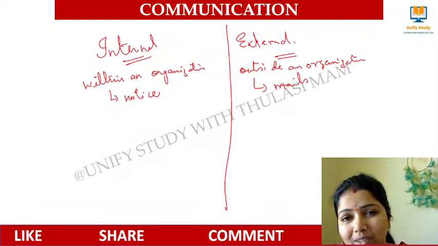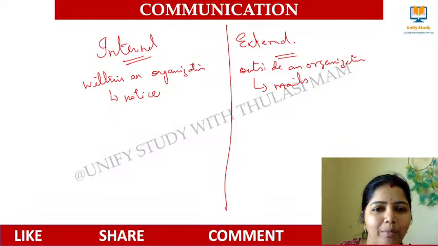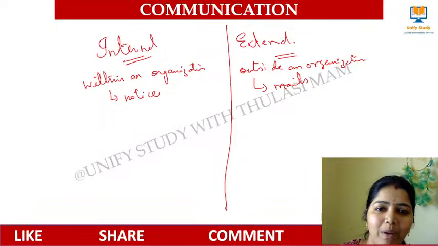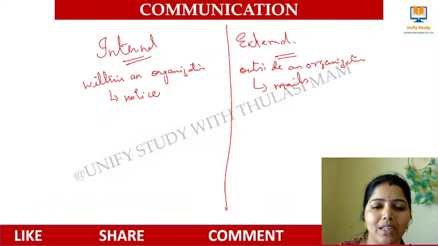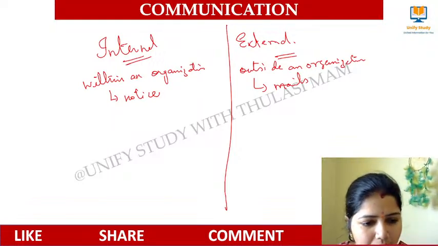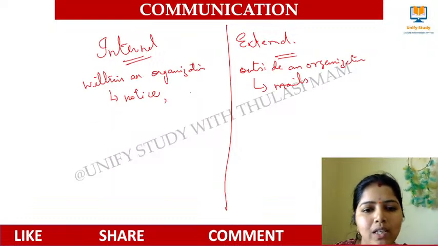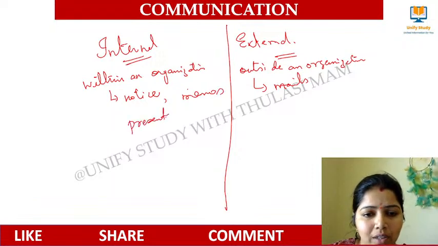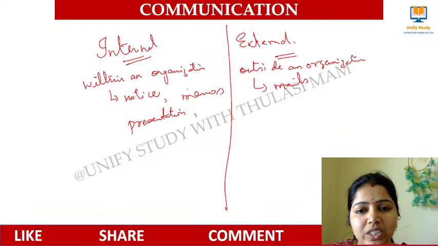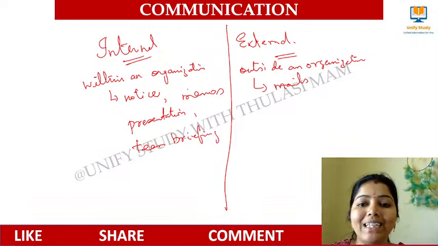You have to understand the context from where it is coming. That is very important. We will get mail from our own institution and also from other institutions. If it comes from our institution, that is internal communication. If it comes from an outside institution, we call it external communication. Examples of internal communication can be notices, memos, presentations, and team briefings. You have to understand in which scene they are asking the question.